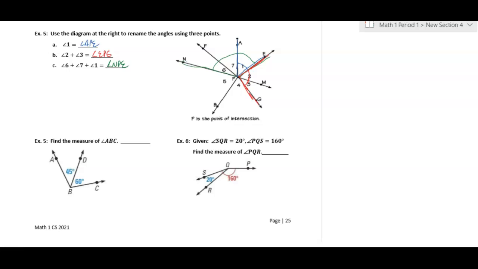So now, example 5, find the measure of angle ABC. If I look at angle ABC, what would I do with these two measures? Well, I would basically add 45 plus 60 to get 105 degrees.